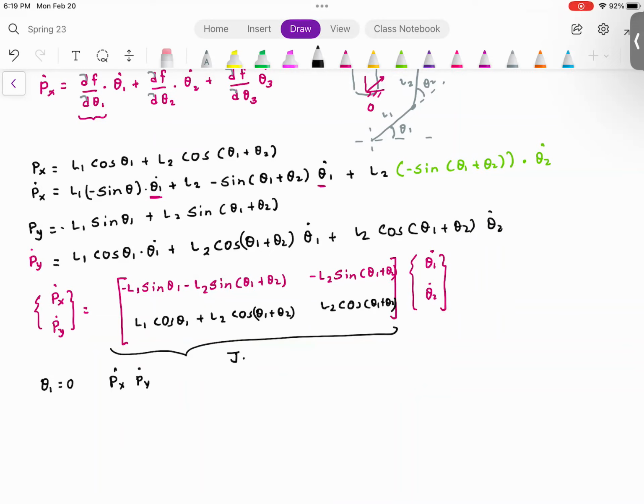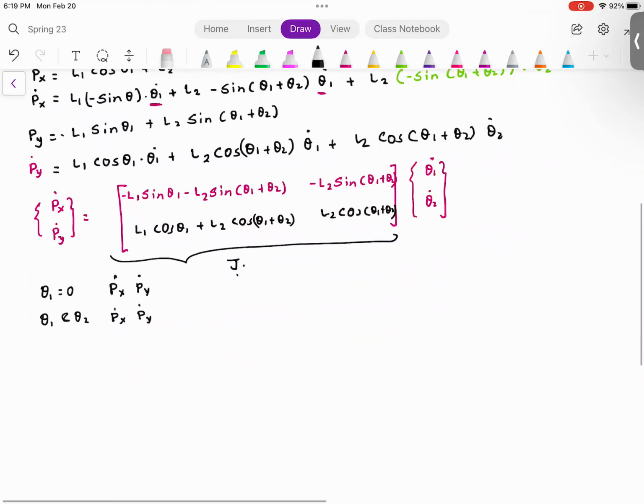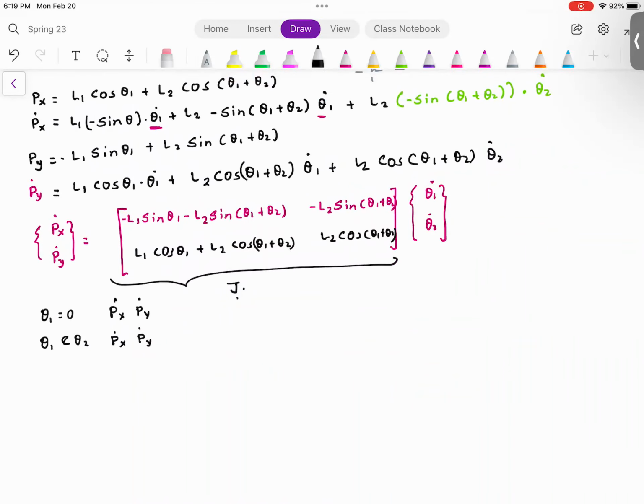Then your theta values are going to change, so theta 1 and theta 2 will be different. You substitute those values in this J matrix and find out Px dot and Py dot. Numerically, you would perform these iterations so that finally you would have all the values of Px dot and Py dot. So this is the translational velocity.